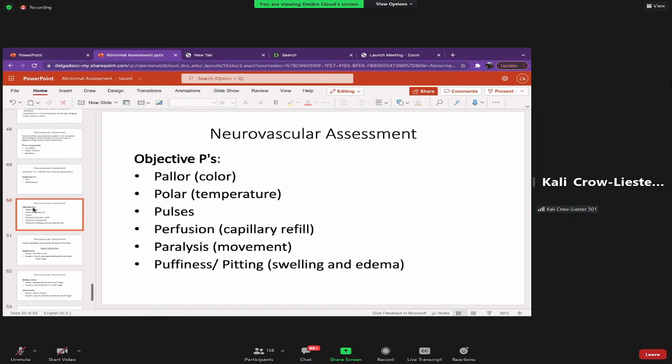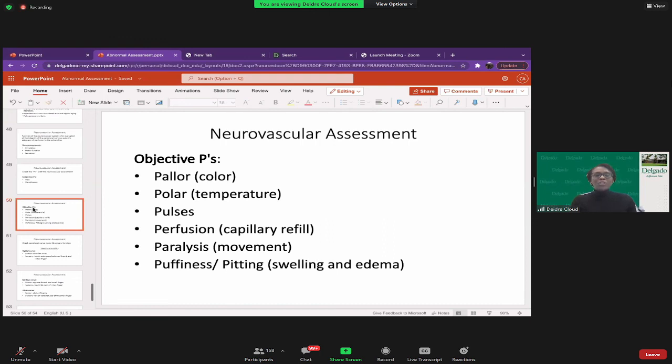So I'm sorry, I need to clarify. You only use a Doppler if the pulse is weaker than before, or if they're symptomatic, or if you can see that they have poor perfusion. You don't use it just to find a weak pulse. Even if they're symptomatic and you want to make sure that they have a pulse, get the Doppler.